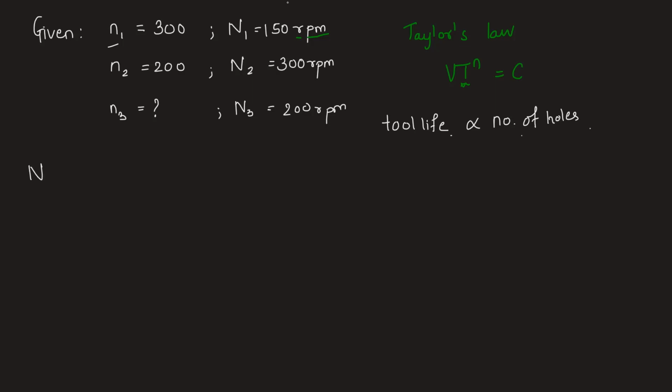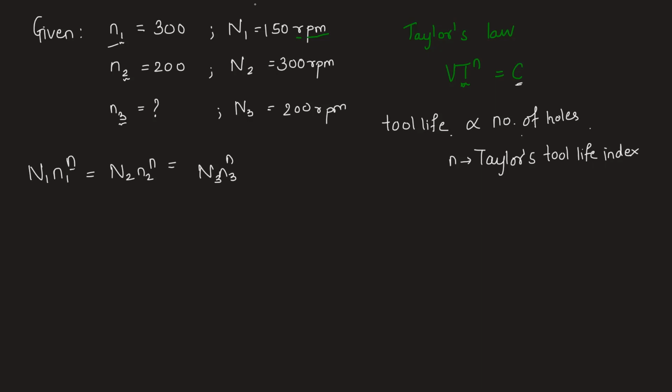We can write capital N1 small n1 to the power n, where this n is the Taylor's tool life index. Don't get confused: wherever there are subscripts, they denote the number of holes, and this n with no subscript denotes the Taylor's tool life index. So we can write N1 small n1 to the power n is equal to N2 small n2 to the power n is equal to N3 small n3 to the power n, because C on the right hand side is a constant, and therefore we have equated all the possible equations that we can write using Taylor's law.